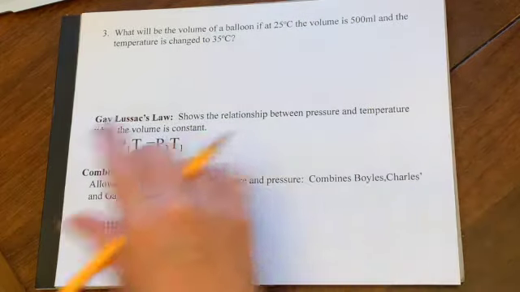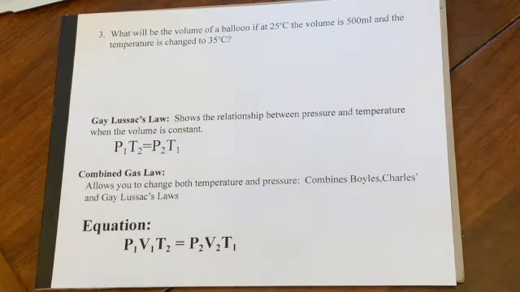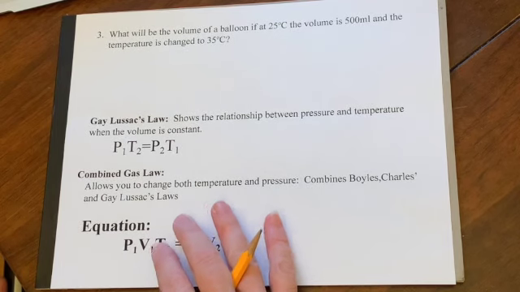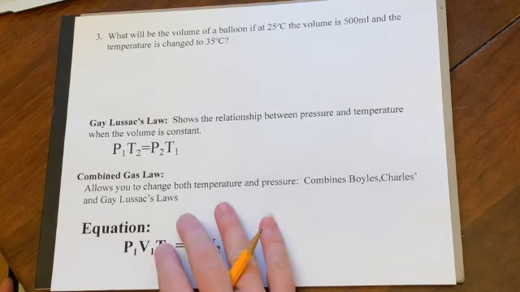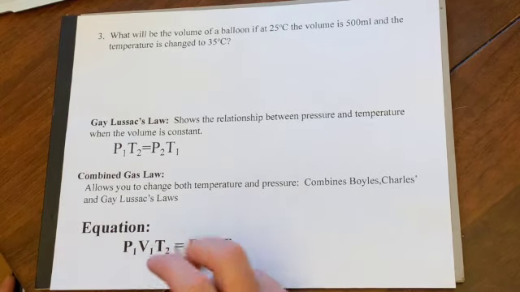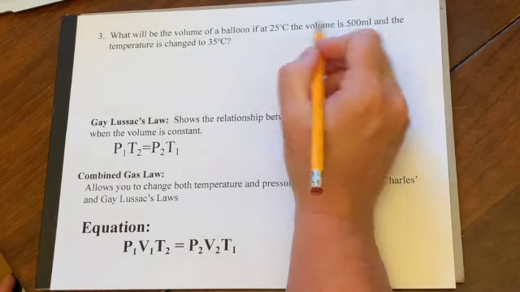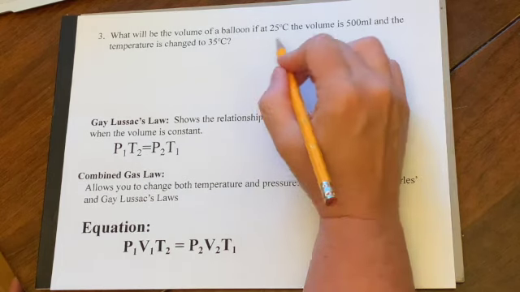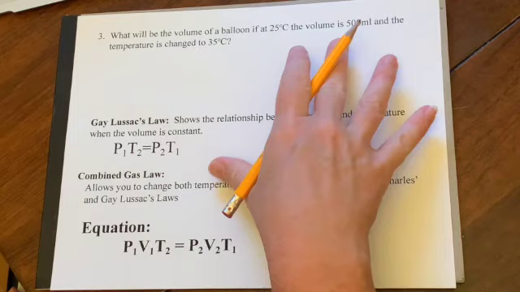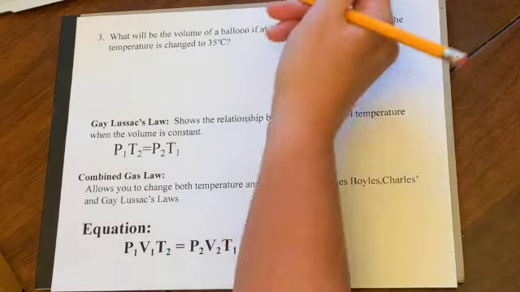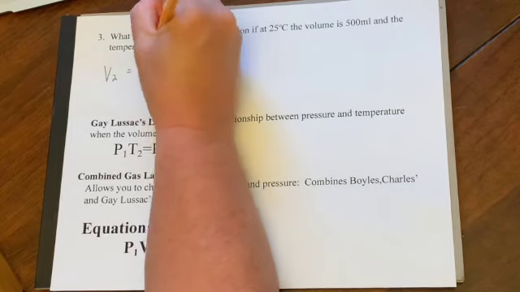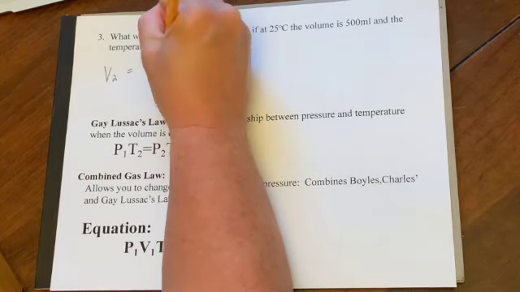You can take a second and pause the video and do this on your own if you'd like, and we will do this together. What will be the volume of a balloon if at 25 degrees Celsius the volume is 500 mils and the temperature is changed to 35 degrees Celsius? So again, we are looking for volume. I don't know why I made all these sample ones looking for final volume, but that's okay.